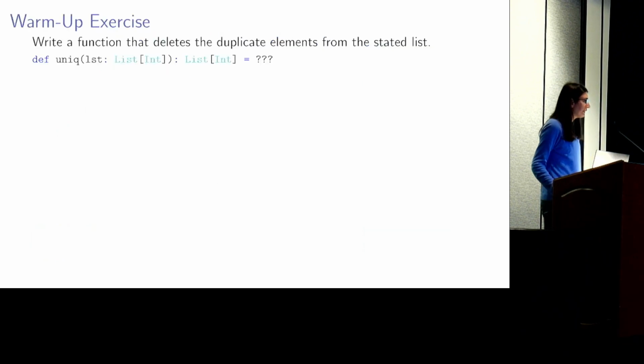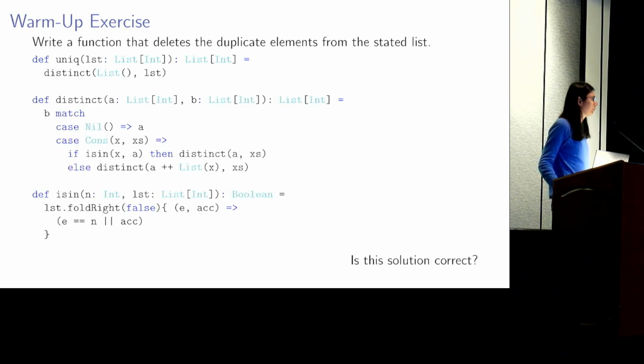Before we start, because it's 9 a.m. here, I want to start with this warm-up exercise from an actual programming course. So the question is to write a function that removes duplicated elements from a list. So in Scala library, this is called distinct. I think it's similar in other languages. I will not ask you to actually write this now. I will show you one solution.